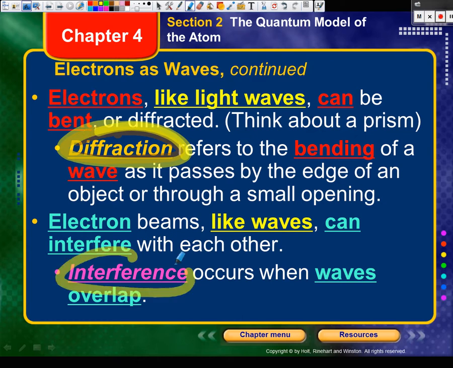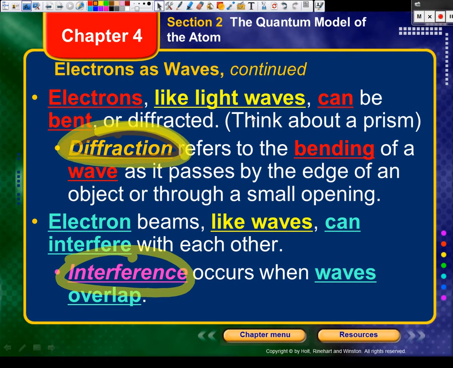The next sciencey word you need to know is interference. And the definition of interference is when waves overlap. And you've seen this your entire life, but you've just never known that was called interference of waves. So that's what it's called. So we've got diffraction, which bends it, and interference, which overlaps it.